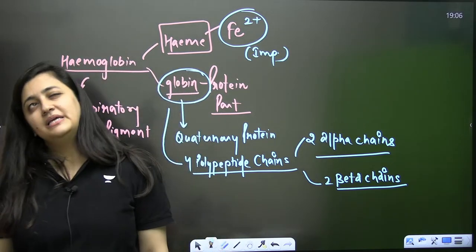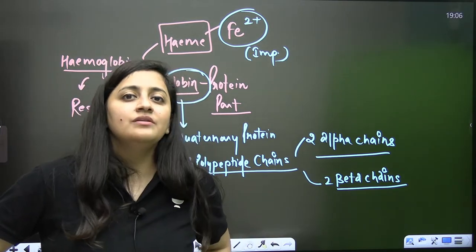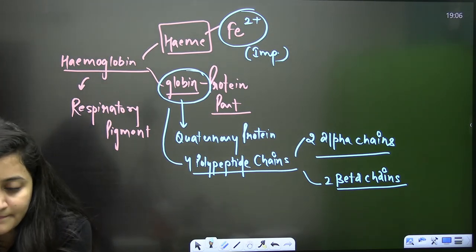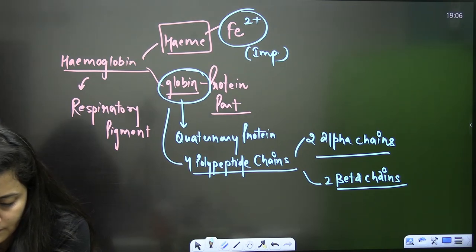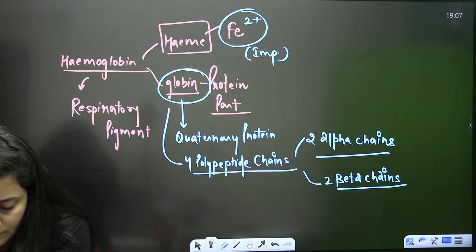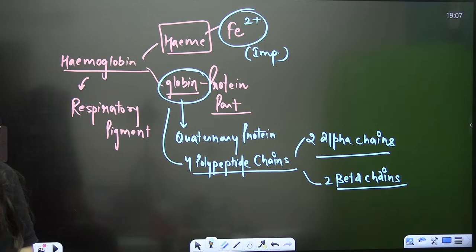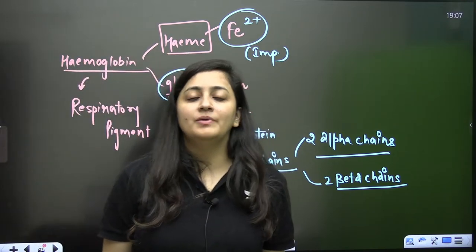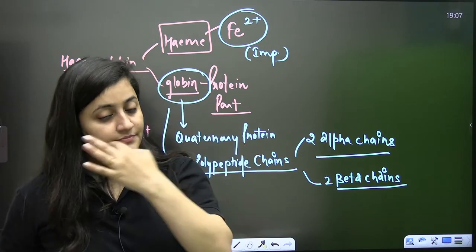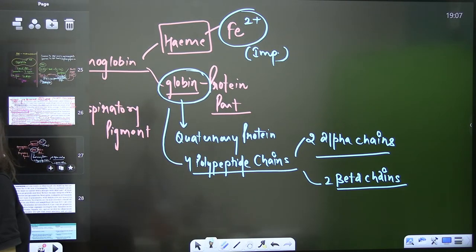We have already discussed in breathing and exchange of gases that 100 ml of blood has 12 to 16 gram of hemoglobin. So can you tell me the amount of oxygen that it can transport? Exactly, 5 ml. So 100 ml of blood can transport 5 ml of oxygen. Can you tell me about the CO2 level as well? What about the carbon dioxide? Excellent.